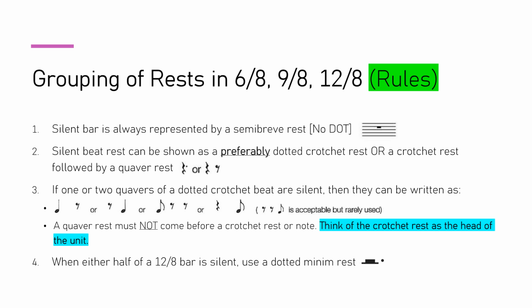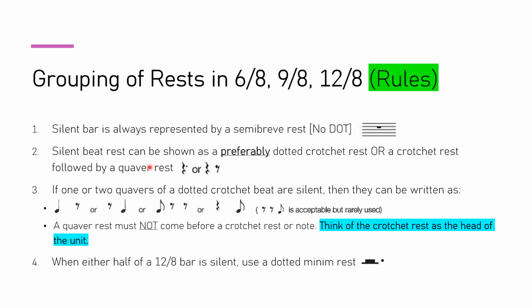There are a lot of rules that guide rests, but please understand that some of these rules are things that we have looked at before in the previous simple time signature grouping of rests. Okay, so number one, a silent bar is always represented, whether it's simple time or compound time, by a semibreve rest. No dots. If you have a bar that is silent, just put a semibreve, and it doesn't matter whether it's compound time or simple time.